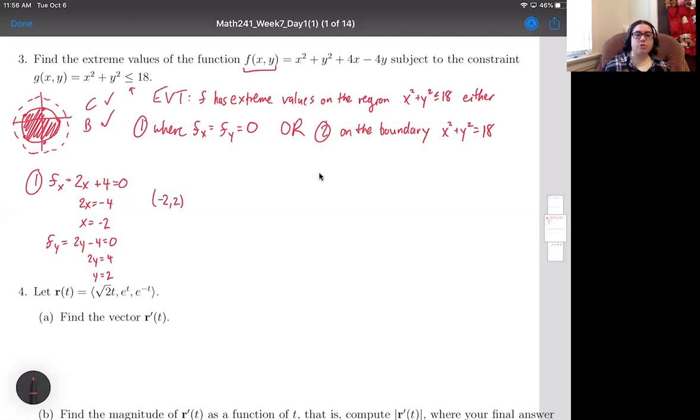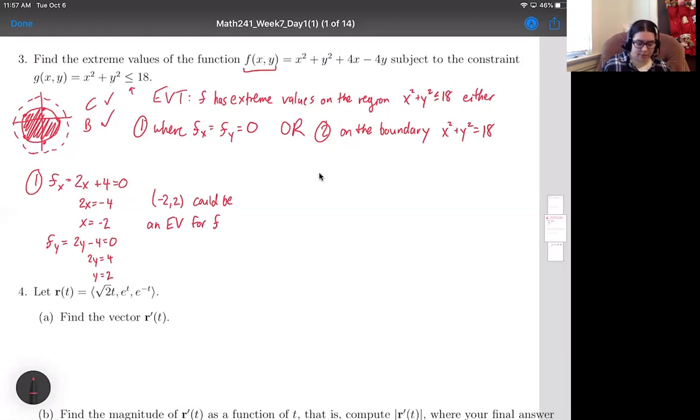So negative 2, 2 could give an extreme value for f. I'm not saying it is an extreme value. I'm not saying if it would be a max or a min. I'm just saying it could be an extreme value for f.